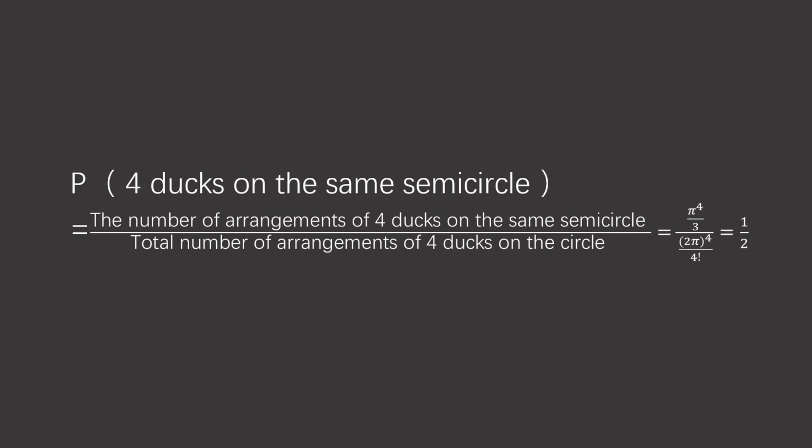The probability that 4 ducks can be in the same semicircle is the positions they can be placed on when they are in the same semicircle over all the positions, which is 1 over 2.